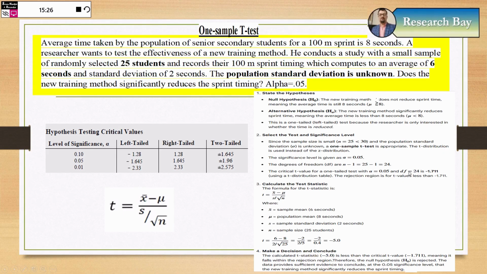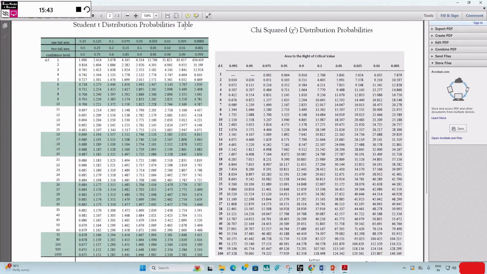So when we look at a t-table, let me show you how it looks like. You see the student t-distribution probabilities table. For a one-tailed test, at a significance level of 0.05, this is how you check it. One-tailed test, significance level of 0.05 and 24 degrees of freedom, right? So this is 24. The value is 1.711. You see here, 1.711. So we have to compare the calculated value with this table value of 1.711.